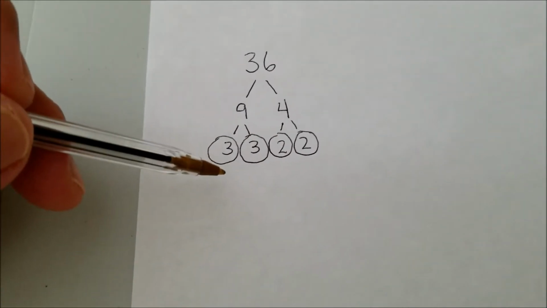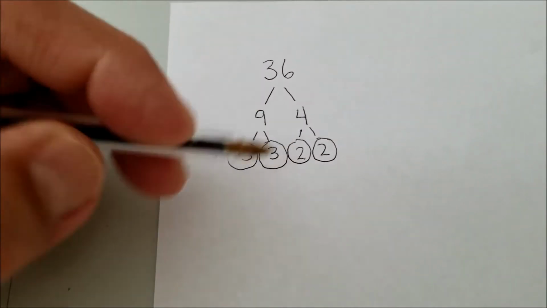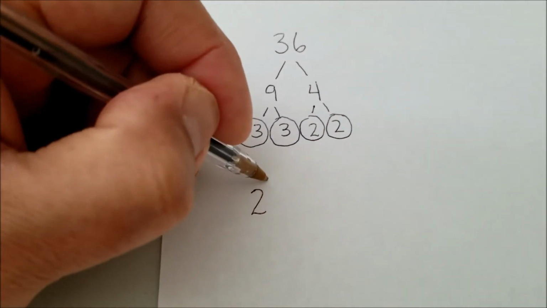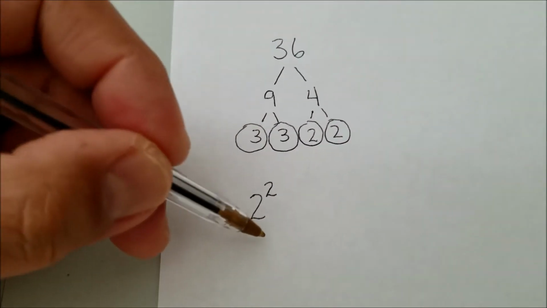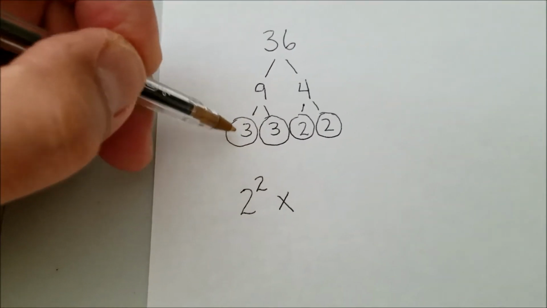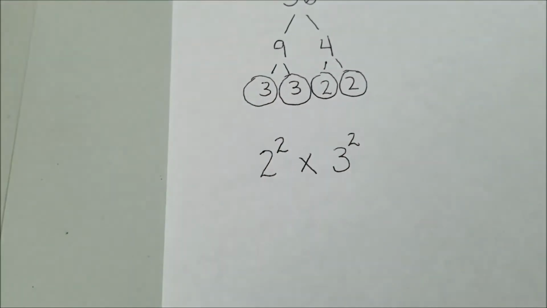So most teachers will have you take this answer now and start with the lowest number, which is 2. We have 2 of the 2's, so it's going to be written as 2 to the second power, or 2 squared, times, and we have 2 3's, so it's going to be 3 to the second power.